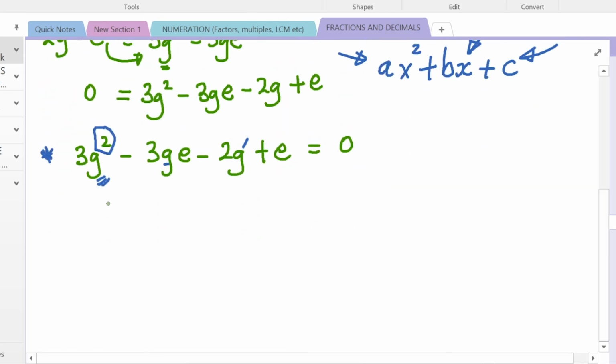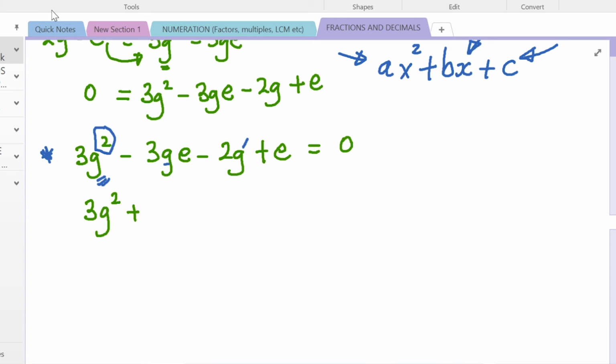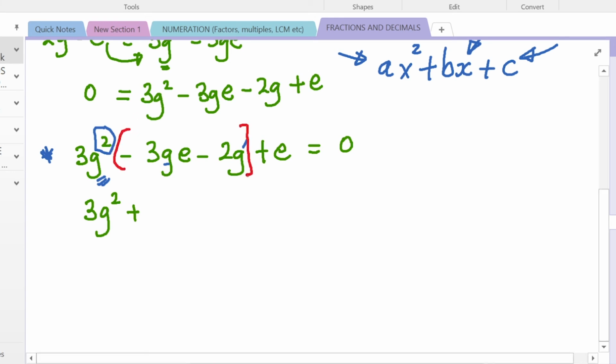So let's proceed. So this is going to become 3g squared, plus, let us try and factorize whatever is inside here. Remember, we have ax squared. Our value of a here is 3. Our value of x squared here is g squared. So we are saying plus.